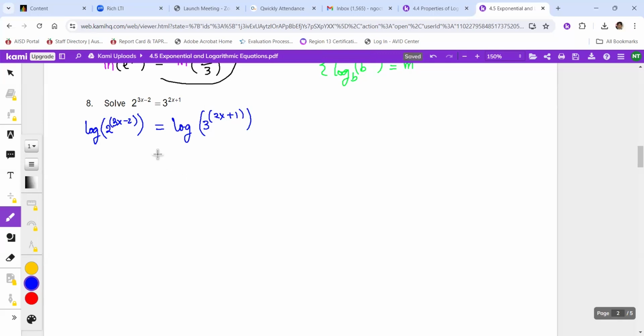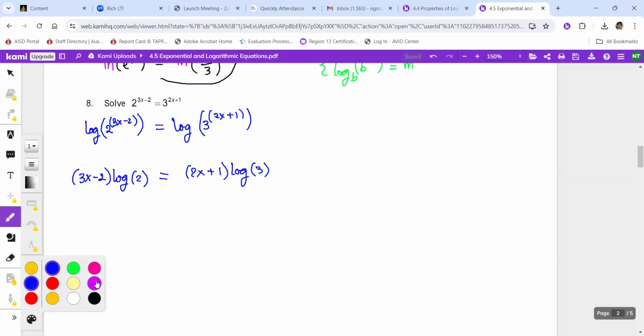Next, we are going to use the power property. So we are going to move the power, or the exponent, to the front of the log. So it'll be 3x minus 2 times log base 10 of 2 equals 2x plus 1 times log base 10 of 3. I'm so sorry. Sometimes I talk and then I don't say the base.